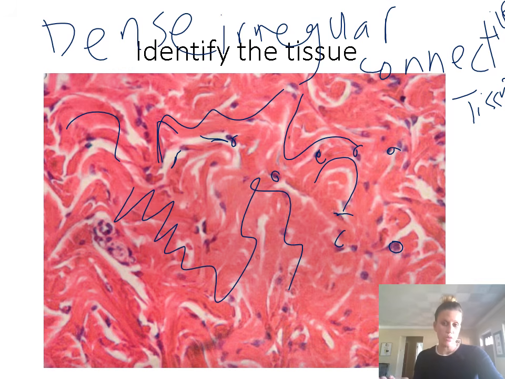Okay, dense irregular connective tissue. If I ask you where that was, that's the tissue down in the dermis, the bottom layer of the skin. The dermis has dense irregular connective tissue. The reason the fibers go in all different directions is because you never know which way it's going to get pulled on. It might get pulled this way, or twisted that way, or pulled this way, so it's got to be strong in all different directions.